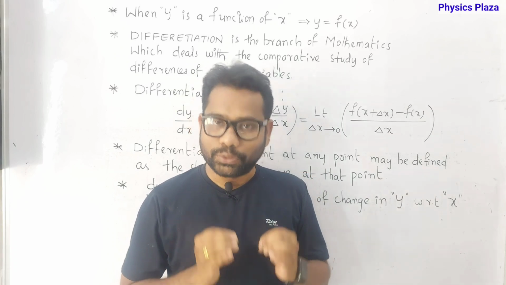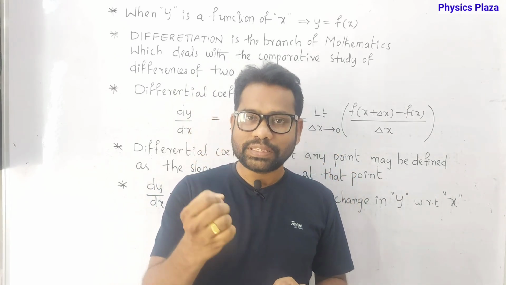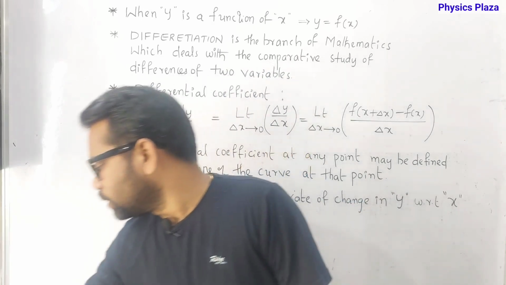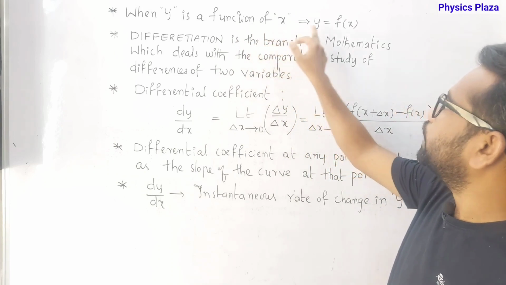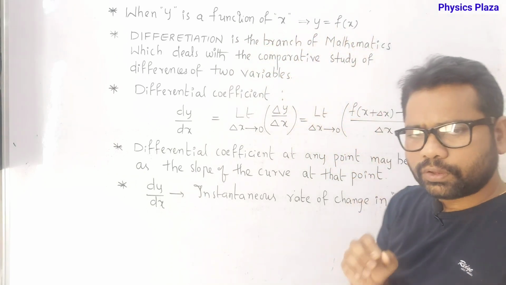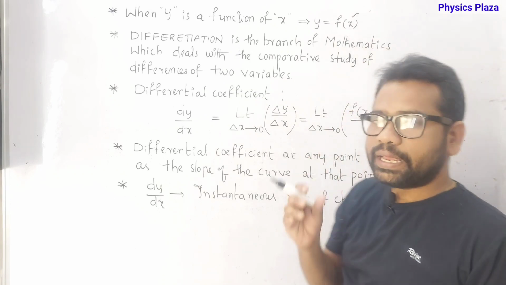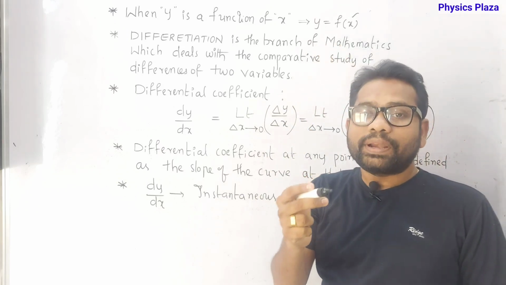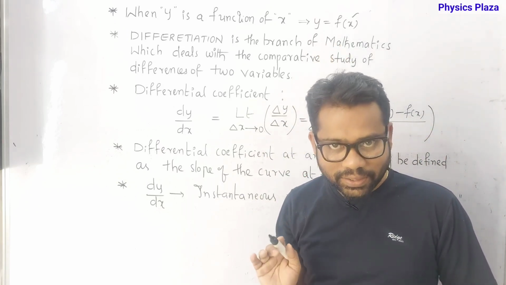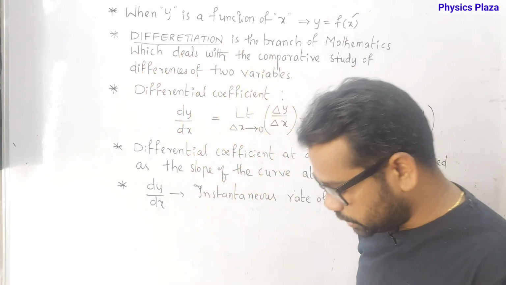So before starting today's class, let us recall a few important points which we discussed in the previous class. Look here children, when y is a function of x, then we can write y is equal to f of x, which means x is an independent variable and y is a dependent variable. Is that clear? Fine.